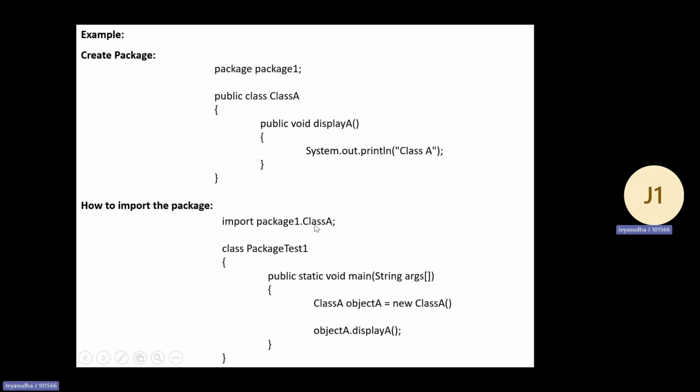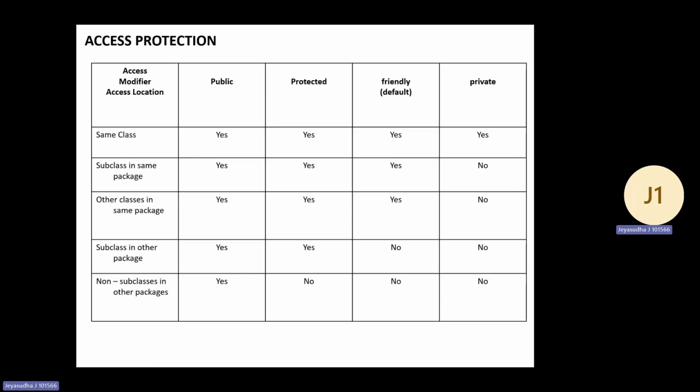So we are importing that package and creating an object for that particular class, and we are calling the display A function. So this is a normal small program. Basically, if you want to talk about the package, we always talk about something called access protection. Access protection plays a major role in the case of a package.